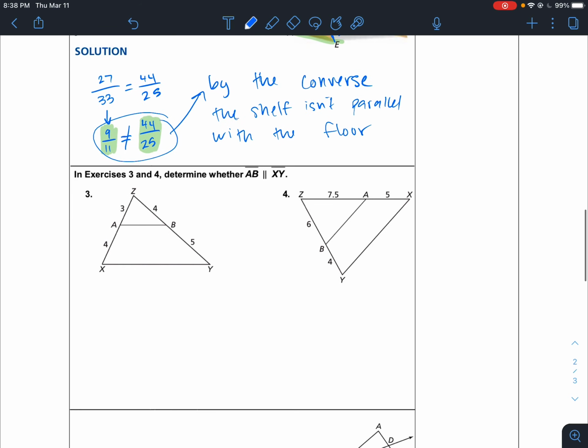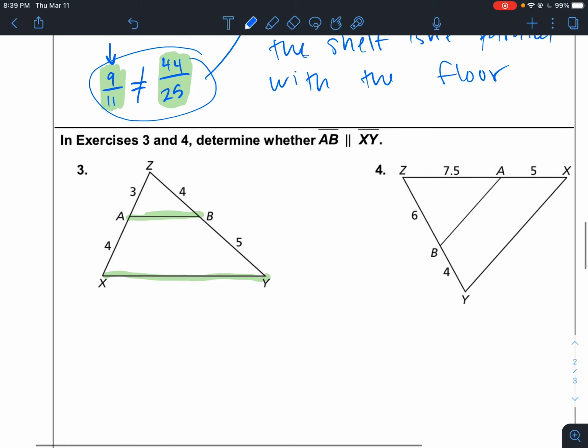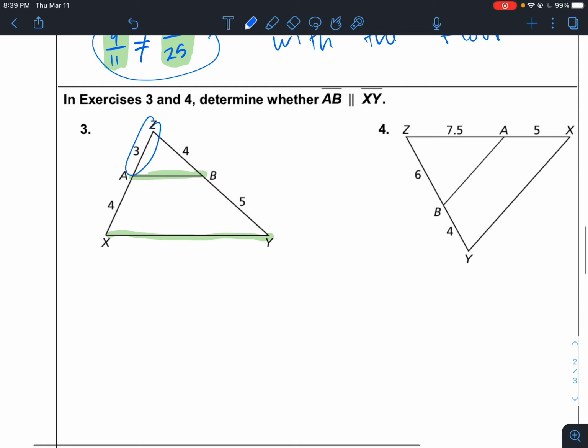So in these exercises right here, we want to show whether or not, the same thing, we want to show whether or not AB and XY are parallel. So in this one, AB and XY, are they parallel? So let's try number 3. So let's set up our proportions. So we can say 3 to 4 equal to 4 to 5.